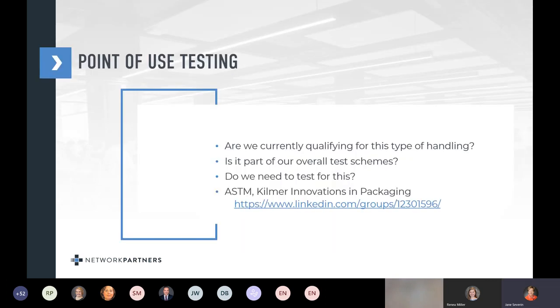So I guess the questions I want to leave you with when discussing point of use testing is, are we currently qualifying for this type of handling? Is it part of our current overall test schemes? And then most importantly, do we need to test for this?